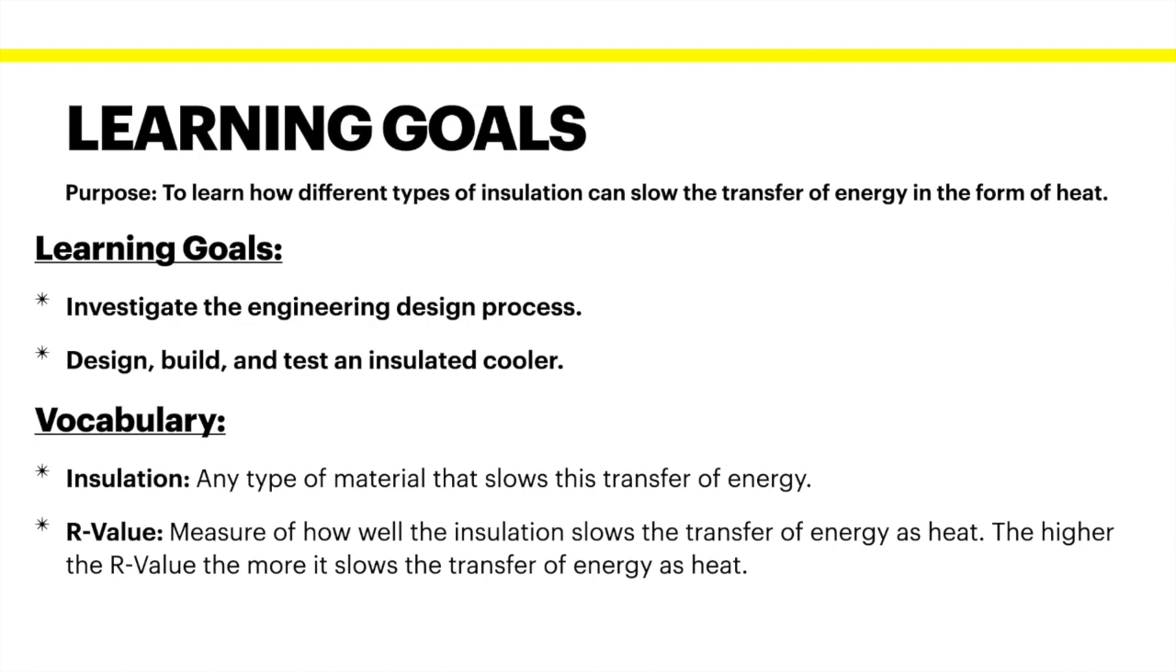Another vocab word that you maybe have heard of is called R value. This is just the measure of how well the insulation slows the transfer of energy as heat. So the higher the R value, the more it slows the transfer of energy as heat. If we were talking about winter coats and we decided to give them an R value, the warmer your winter coat, the more it keeps you warm, it would have a much higher R value. Where if you're wearing just a really thin raincoat, it would have a really low R value number.